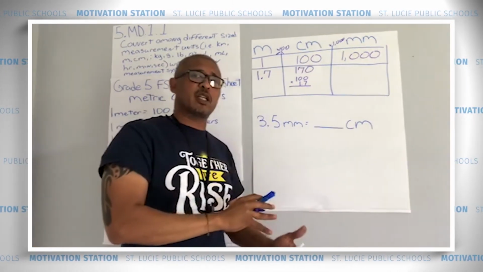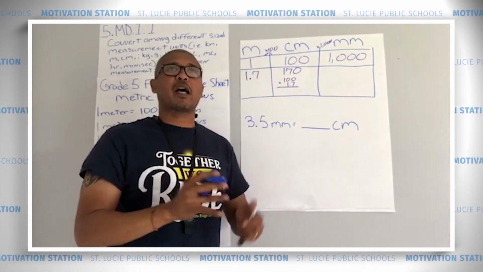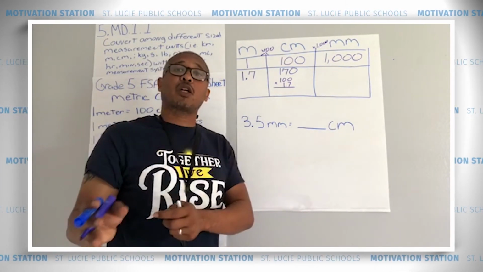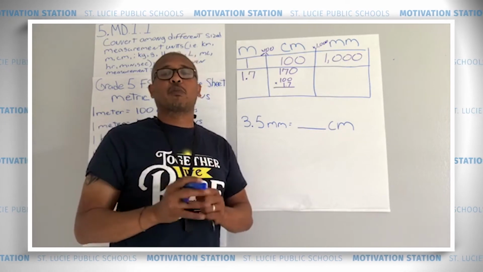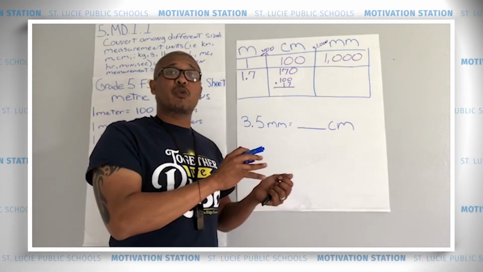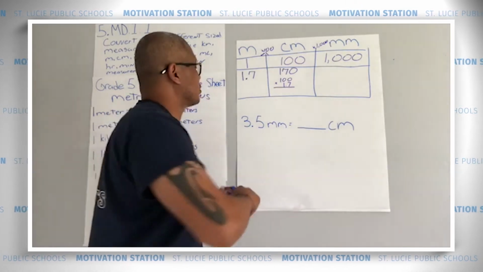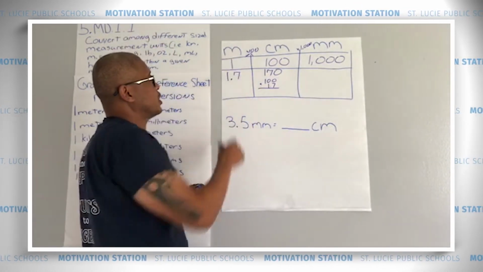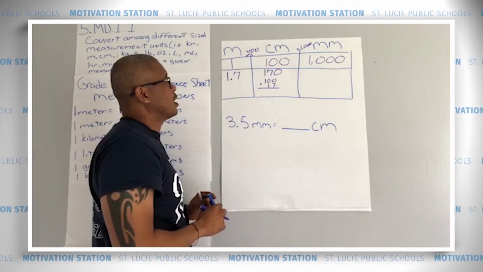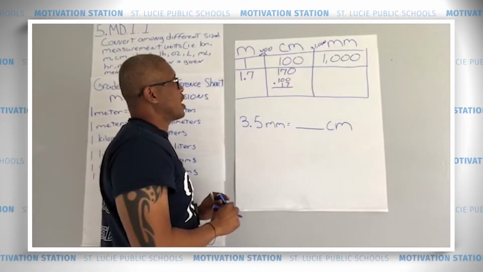I forgot to mention, as a reminder from last week's lesson, the same rules apply. If I'm going from a bigger unit of measurement to a smaller unit of measurement, I am going to multiply. If I'm going from a smaller unit of measurement to a larger unit of measurement, I'm going to divide. So here I'm going from a larger unit of measurement to a smaller unit of measurement, so therefore I multiply by 100. That's why we said move the decimal place 2 places to the right.